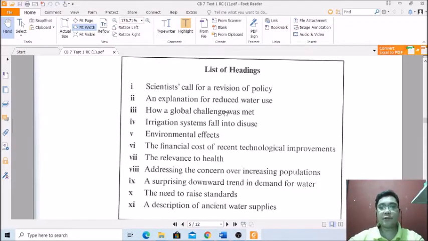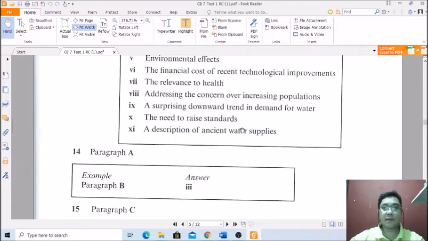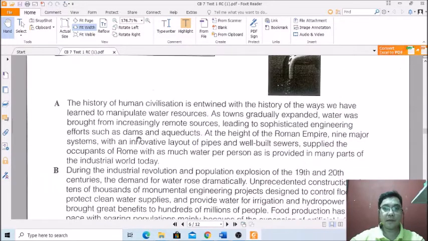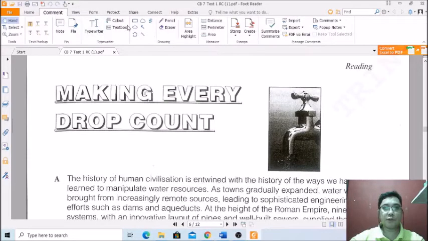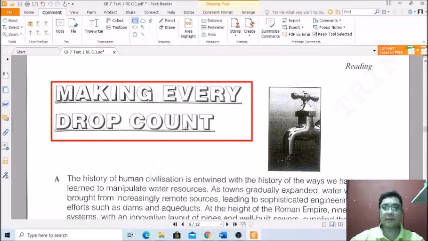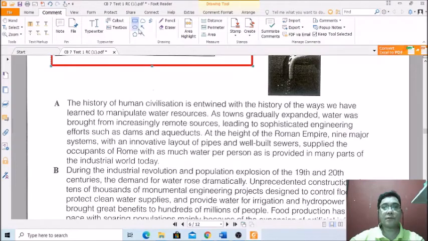Now we come to step two. After you finish reading the list of headings and you try to create your own mental state, the important thing at the moment is to read paragraph A. Now I will give you time to read paragraph A, and as usual, if you see the title here, you have to build your mental state, so making every drop count. So that's about water preservation. Now, I want you to read through paragraph A first, and I'll try to give you time.